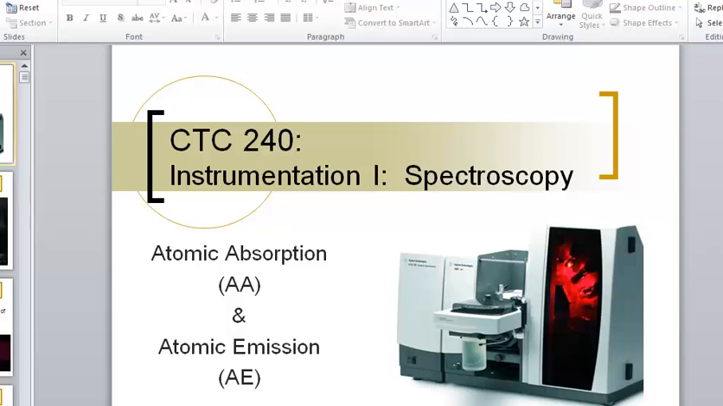What you're seeing on your screen right now is a picture of the AA or AE instrument that we have in our laboratory. The atomic absorption or atomic emission spectrometer will come in all forms and all sizes. These things are like TVs. They have different manufacturers. They might come in different sizes, but a TV is a TV and it all does the same job. The same thing is going to happen with our atomic absorption spectrometer or atomic emission spectrometer.